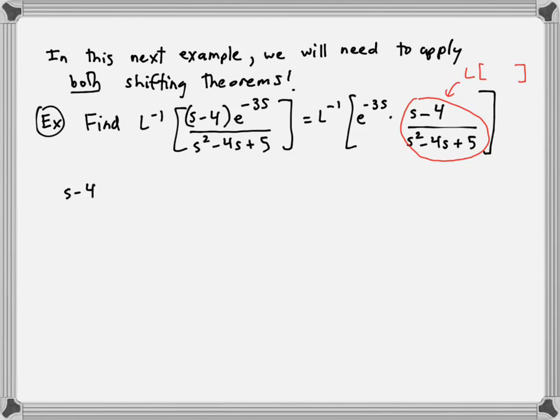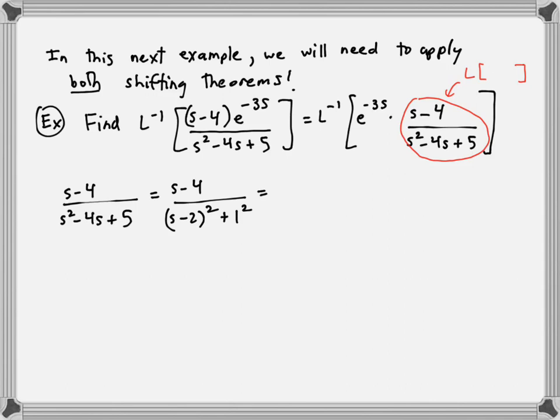S minus 4 over s squared minus 4s plus 5. Let's play with this a little bit. This is equal to s minus 4 over, remember the completing the square trick. If I write the bottom as s minus 2 squared, that would give me a plus 4 at the end, so then we have a plus 1 squared, right? So that equals what we just started with.